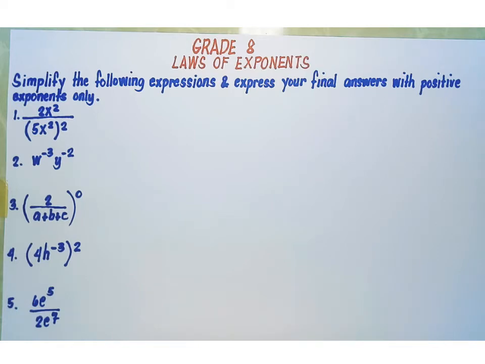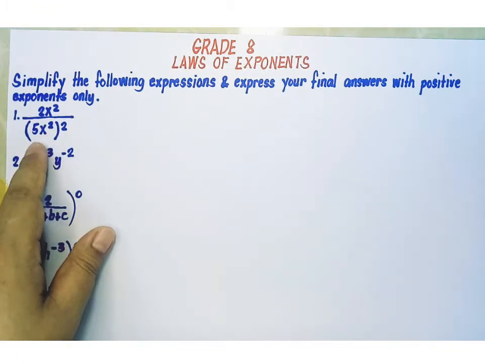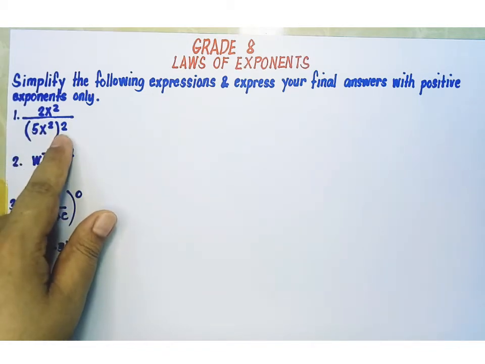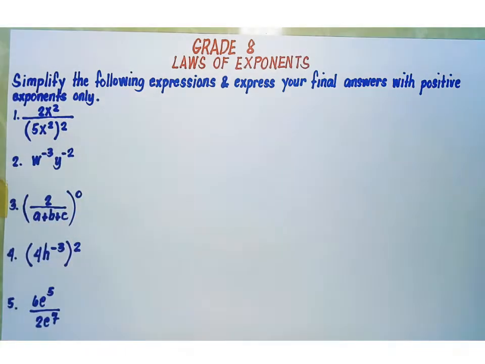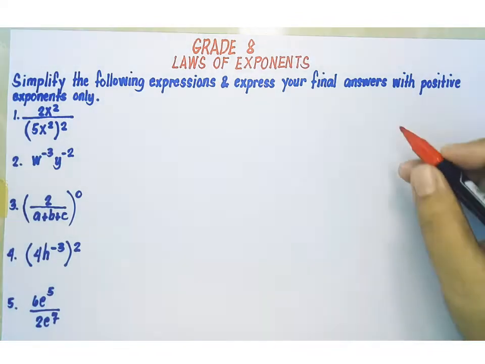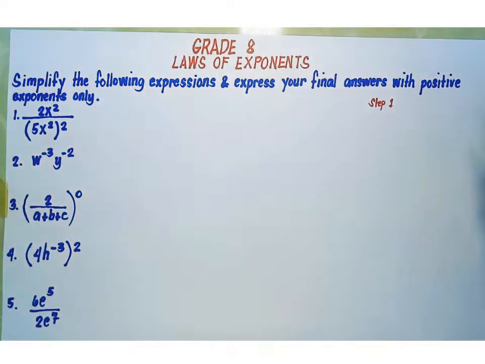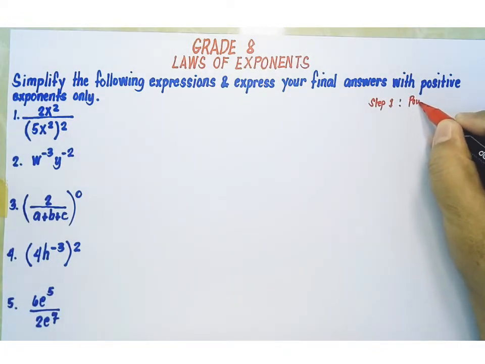Okay, so in number 1, we have 2x squared over 5x squared enclosed with parenthesis raised to the power of 2. Okay, so how do we simplify this expression? Step 1 is to apply the power of a product law in your denominator. Power of a product law.